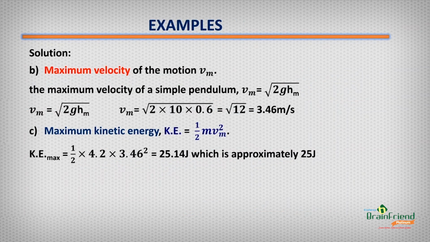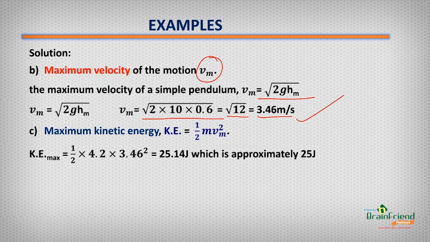The next thing we have to solve is the maximum velocity of the motion, v subscript m. Since this motion involves a simple pendulum, the maximum velocity v subscript m is equal to the square root of 2gh subscript m. When we substitute the value of g for acceleration due to gravity and the maximum height h subscript m into this equation, we have v subscript m is equal to the square root of 2 times 10 times 0.6. This is equal to the square root of 12, which is equal to 3.46 meters per second. So the maximum velocity for this motion is 3.46 meters per second.